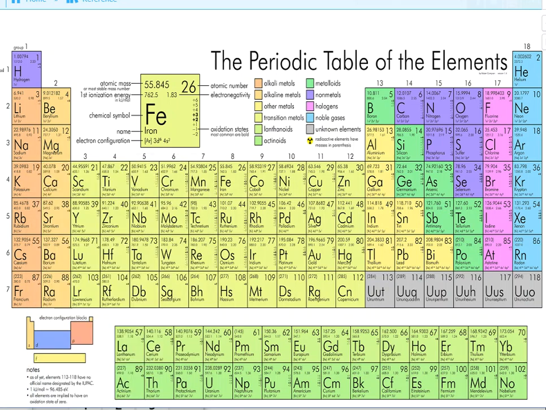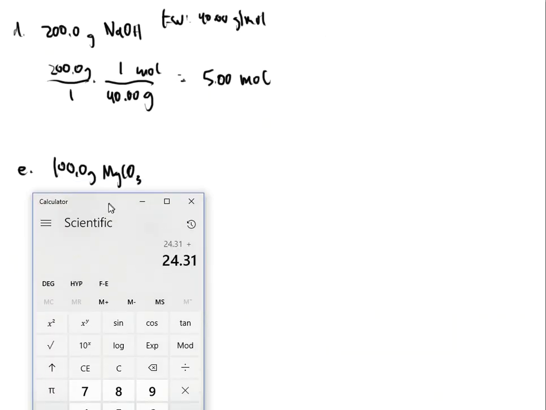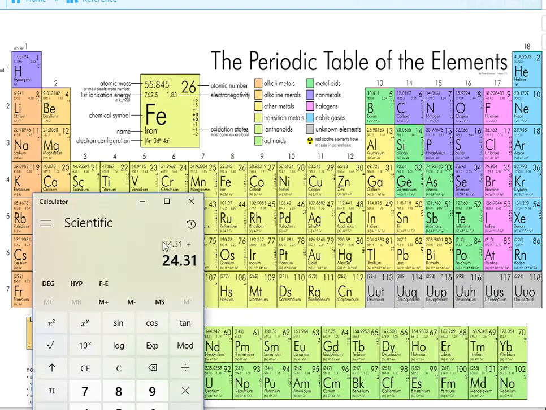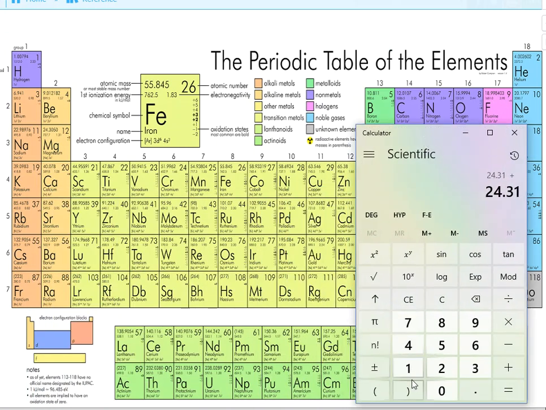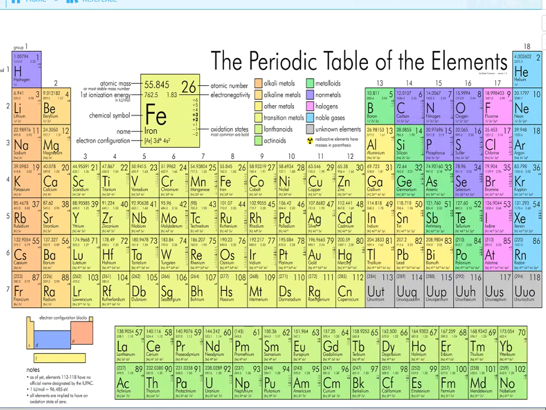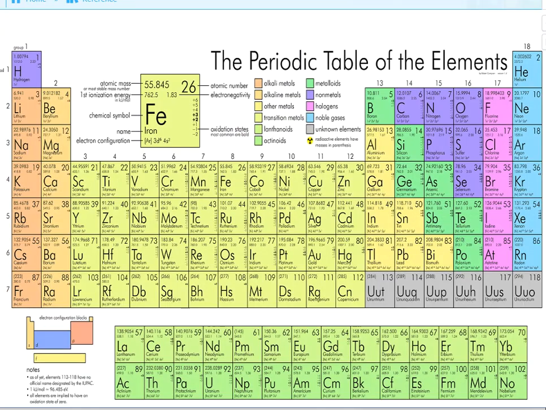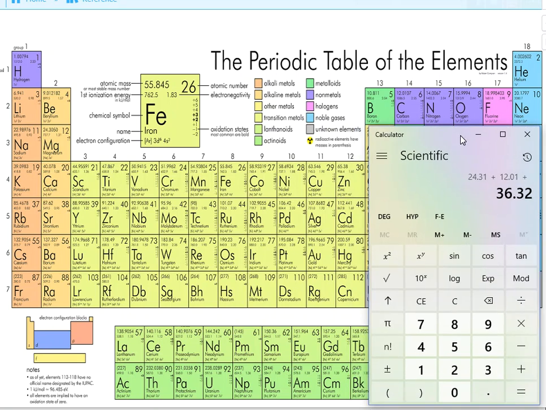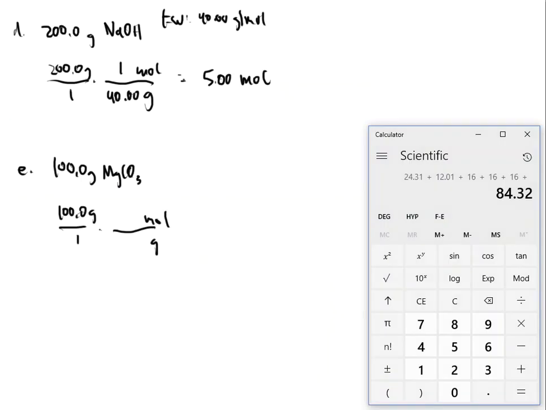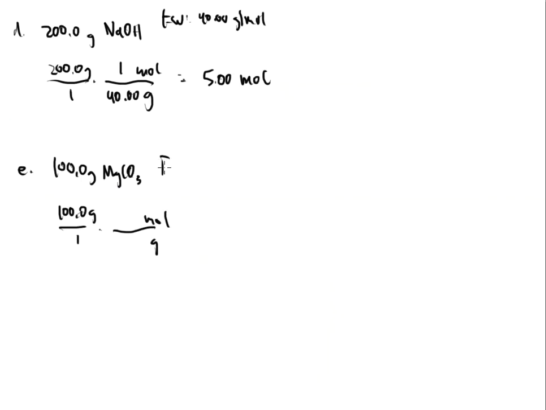All right, the next one, MgC. I've got 1 carbon. So I need to find carbon. There it is. 12.01. And then if I go back to the problem, it looks like there's 3 oxygens in total. So I need to find oxygen. There it is. 16. So there's 1, 2, and 3. So that's 84.32. That's the formula weight for this compound. 84.32.